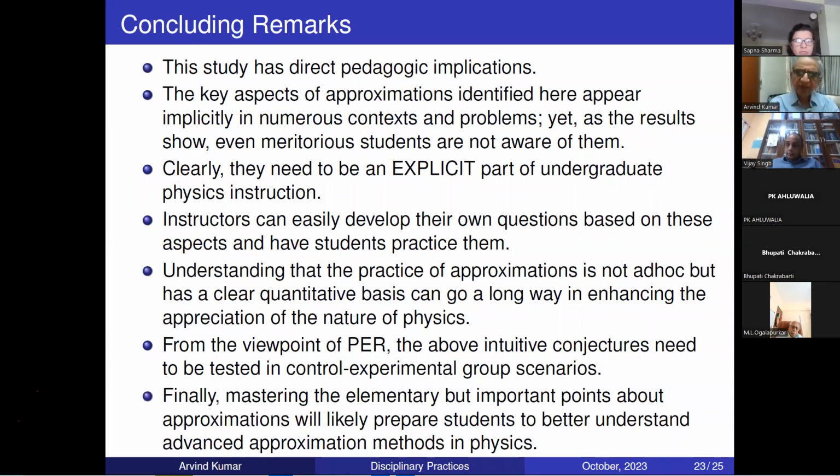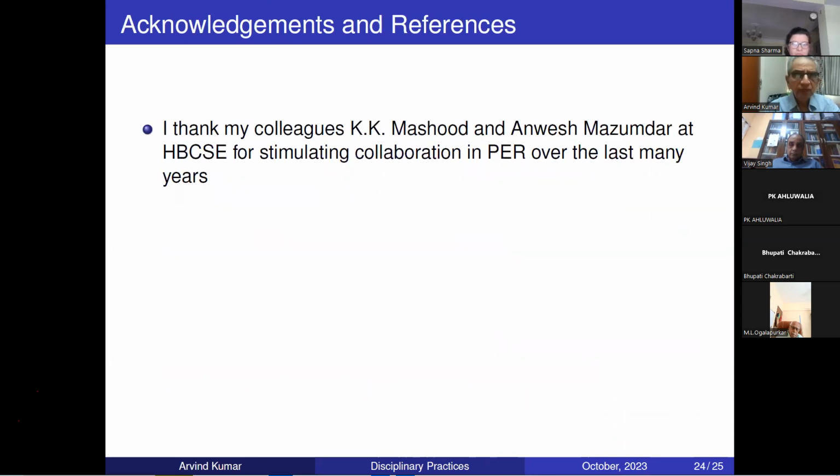And we believe that these may sound very elementary, trivial, but I can tell you, even for higher order approximation, you need to have a clear sense about these points that I just told you. So it will prepare the student for more advanced work. So that's all I have to say.